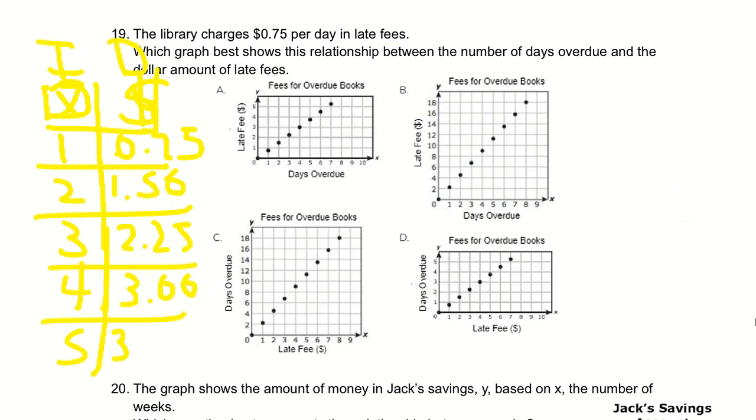Day 5 would be $3.75. All right. So if I notice my ID, my I is my X, which is also my days. So let's see. Do we have days here? So we're good there. It's on the x-axis. We're good. Uh-oh. Look at C and D. See in here, no bueno. No bueno.